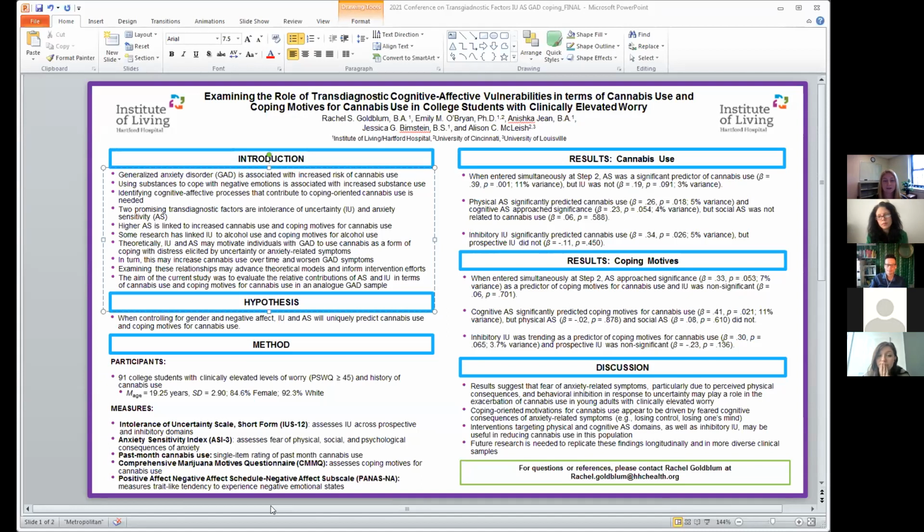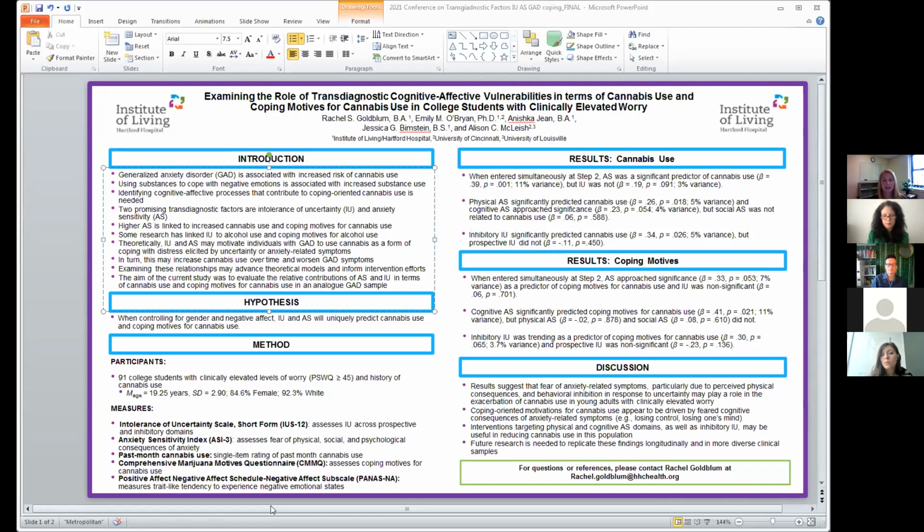So we know that using substances to cope with negative emotions is associated with more problematic substance use. And given this, understanding factors that not only contribute to cannabis use, but also drive coping motives for use is particularly important. So intolerance of uncertainty, which is difficulty withstanding distress elicited by uncertainty, and anxiety sensitivity, fear of anxiety-related symptoms due to perceived negative physical, social, or psychological consequences.